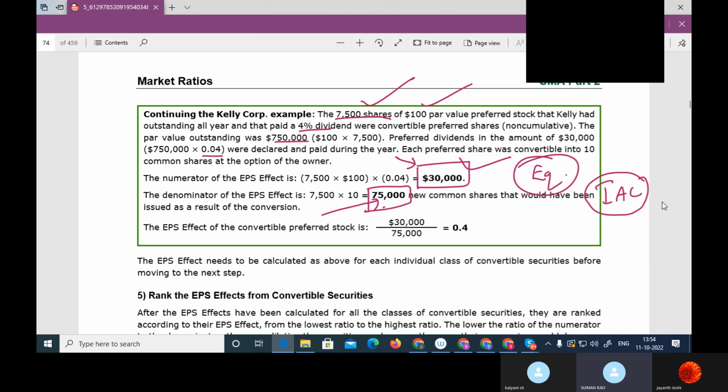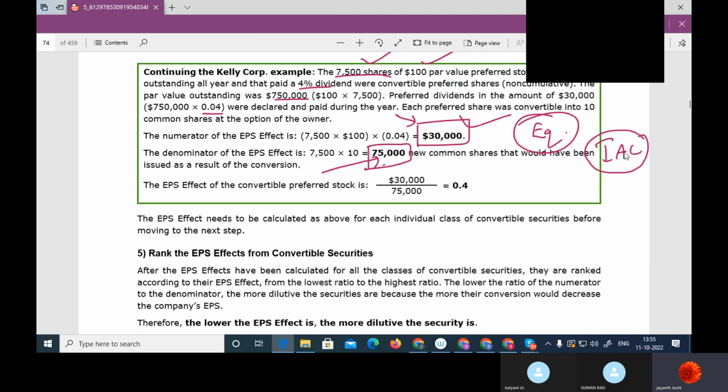The second one also we will calculate in the same way, no? The way we calculated in the previous one. Sorry, the second one, the preferred shares, preferred stock, right? It will be in the same format, the same way. Yes.